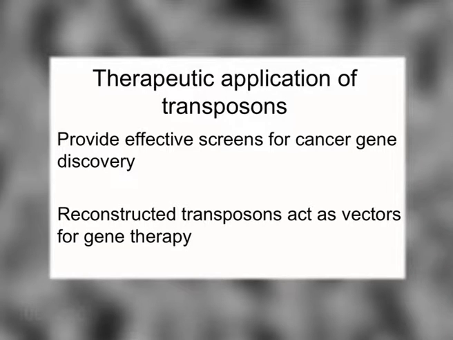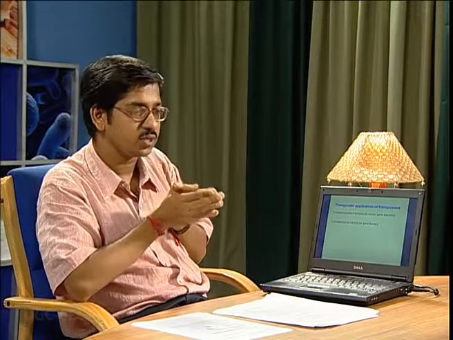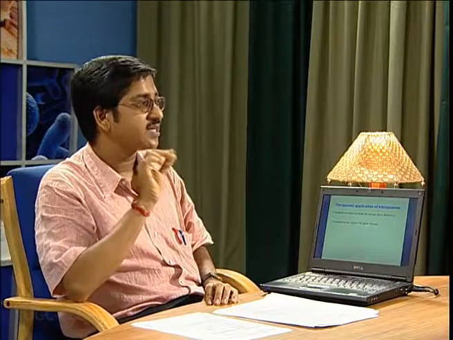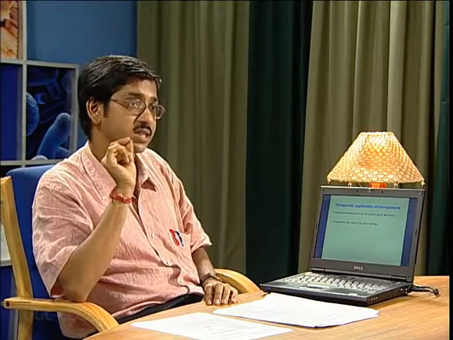Now we come to the therapeutic application of transposons. There are cassettes of transposon which can catch oncogenes depending on sequence similarity of the oncogenes, and these are known as transposon based screens for cancer genes. It is being utilized in practice, though it has not come to a wide scale level, but at the laboratory level it has been utilized to identify different cancer genes, and the transposon which is used is a reconstituted transposon, like Sleeping Beauty.